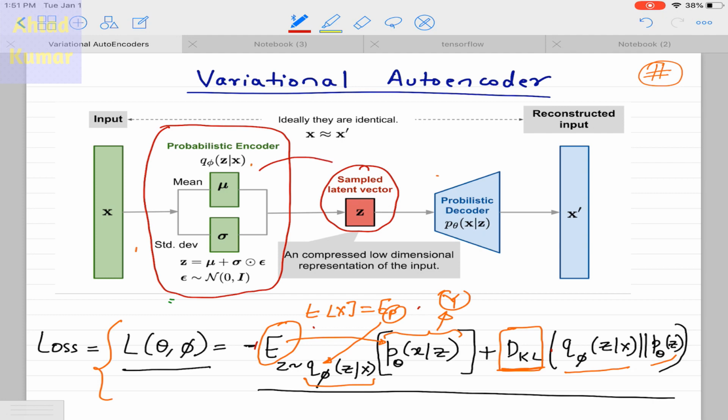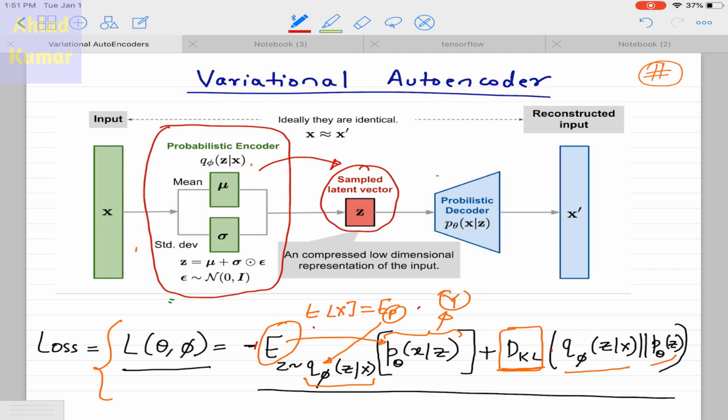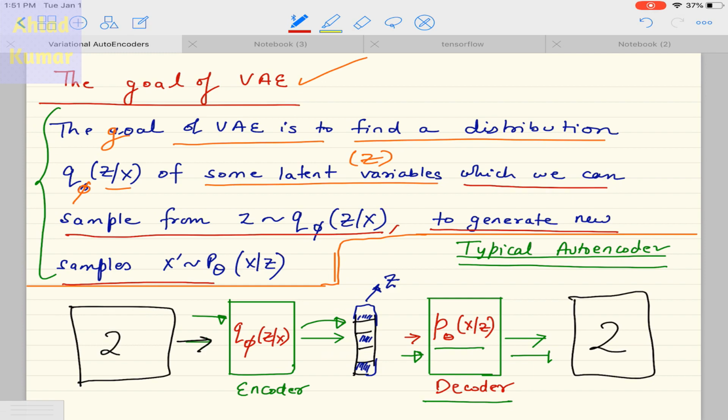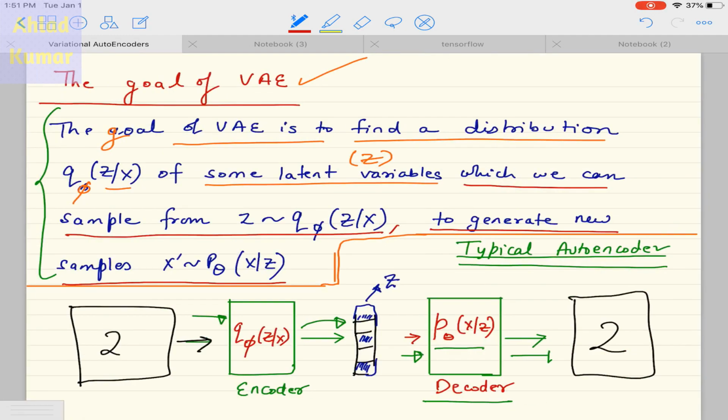We will be sampling z from q phi of z given x. What does it mean? It means that we are sampling z from q phi of z given x to generate new samples x hat from p theta of x given z. That means once we obtain the samples z, we feed them into the probabilistic decoder p theta of x given z, and then we generate new samples x hat. That is our target.